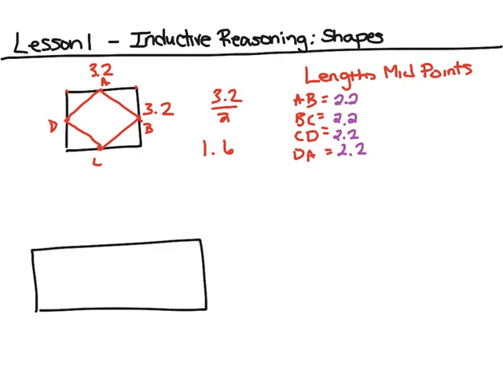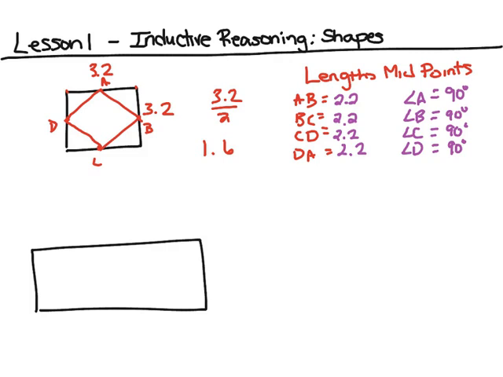Now, I need you to get a protractor and you're going to measure each angle. So if you don't have a protractor, pause the video, go grab one, and measure angle A, B, C, and D. You should have got 90 degrees. Okay, so this is just one shape, so we're just going to leave it for now, and we'll come back to it after we do the next one.